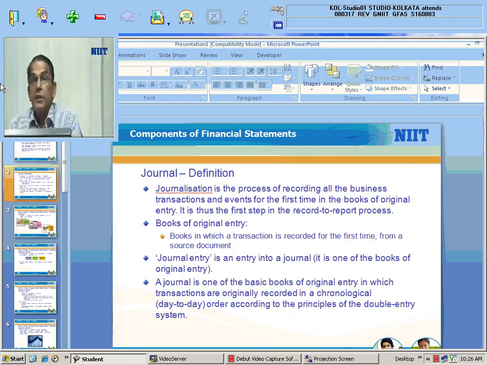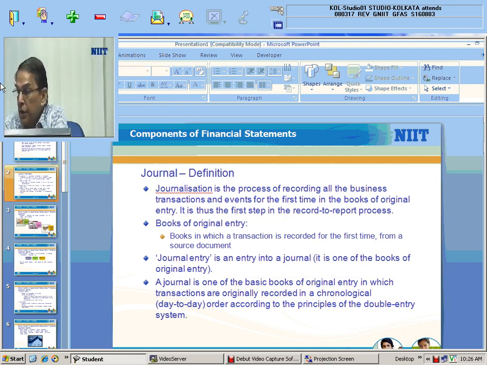So what is generalization? It is the process of recording all business transactions and events for the first time in the books of original entry. So it is the first step in the record to report process. For the first time when a business transaction is recorded in the books of original entry, we call it generalization. That book is called journal.